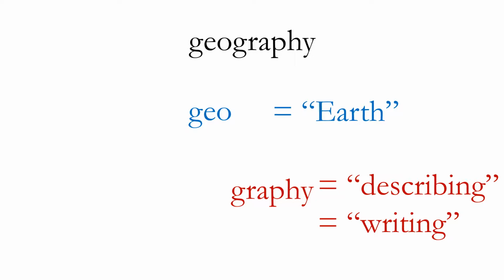Describing or writing. And we have lots of words that have graphy and graph. There are actually hundreds of them. We have graphics in video games and telegraph, which you've probably never seen before, and calligraphy, and so many more. So geography is describing the earth, describing the land.